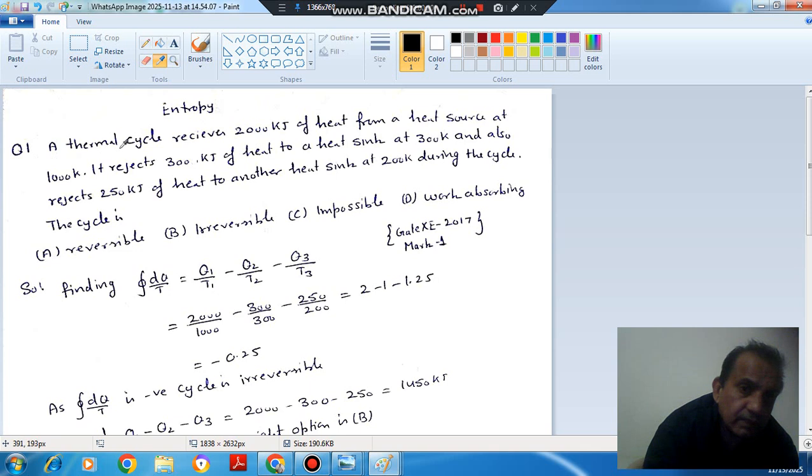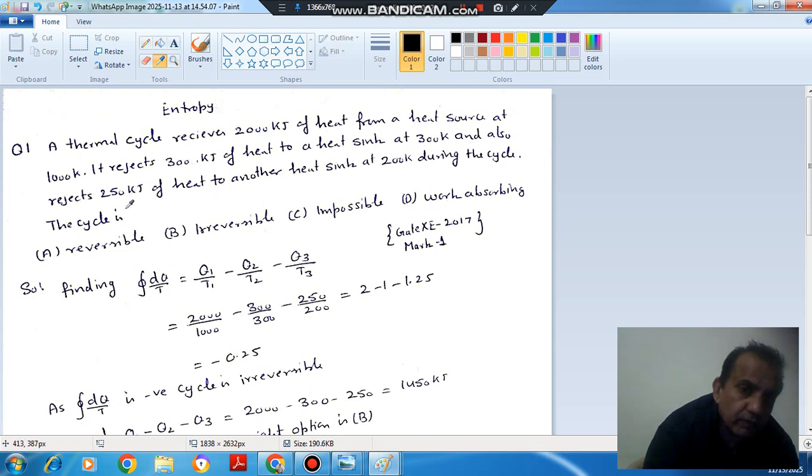Question number one: a thermal cycle receives 2000 kJ of heat from a heat source at 1000 Kelvin. It rejects 300 kJ of heat to a sink at 300 Kelvin. It also rejects 250 kJ of heat to another heat sink at 200 Kelvin during the cycle. The cycle is: option A reversible, option B irreversible, option C impossible, and option D work absorbing.